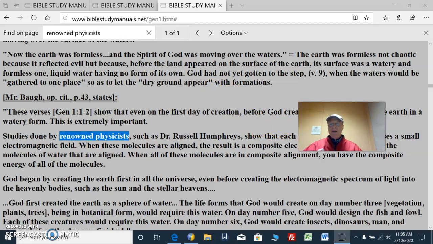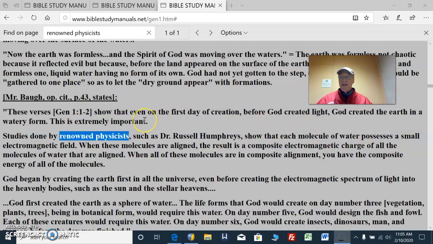And Dr. Baugh, in his work, said these verses, Genesis 1, 1 to 2, show that even on the first day of creation, before God created light, God created the earth in a watery form. And this is extremely important. Let's just consider this slowly and not try to put billions of years on this. How about just a literal 24-hour day?